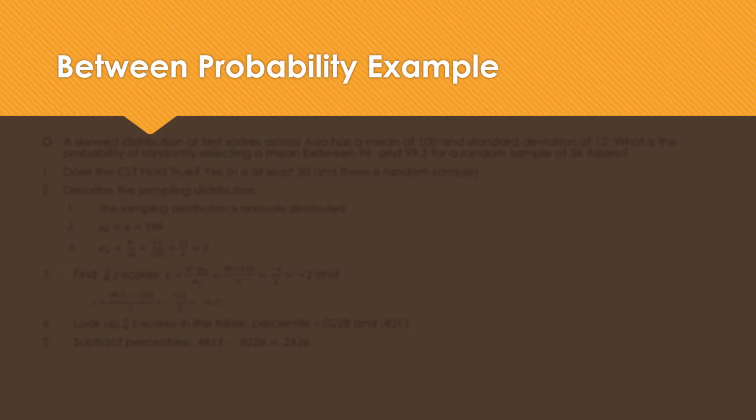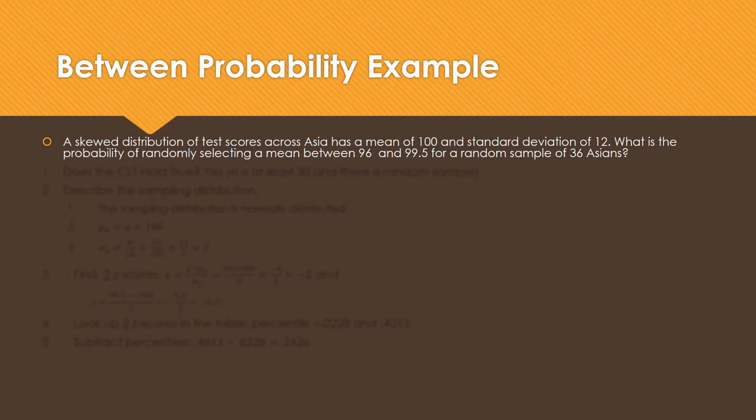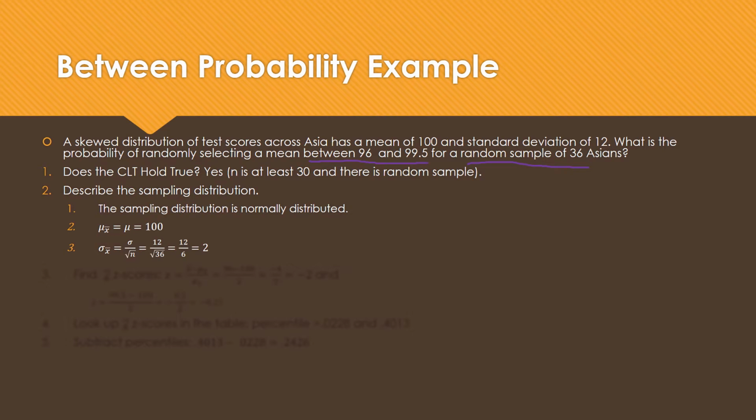Now I'm going to go over an example of a between probability. Again, we have a skewed distribution with a mean of 100 and a standard deviation of 12. But now we want to know what is the probability of randomly selecting a mean between 96 and 99.5 for a random sample of 36. Again, we know the central limit theorem holds true because we have a random sample of 36, and we also know that the sampling distribution is going to be normally distributed, have a mean of 100 and a standard deviation of 2.